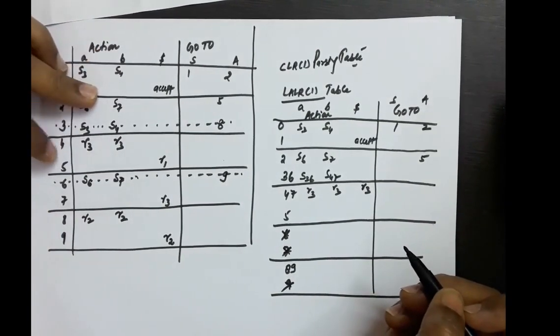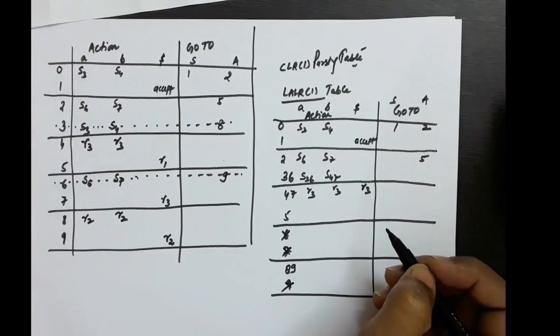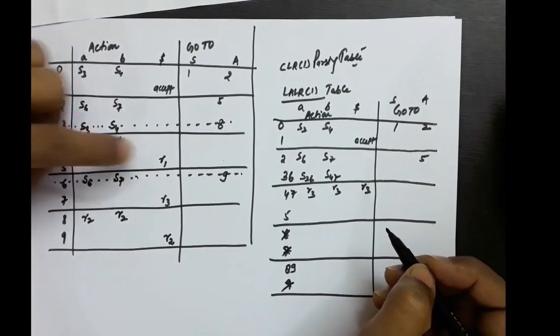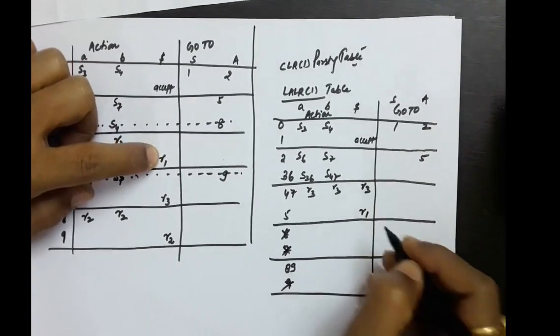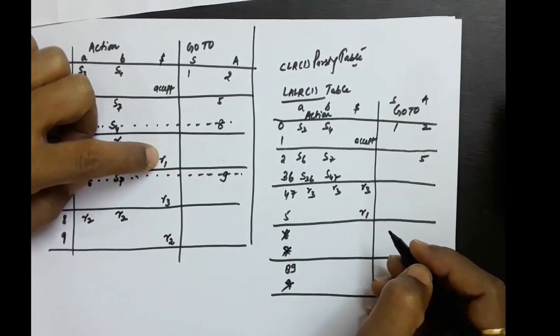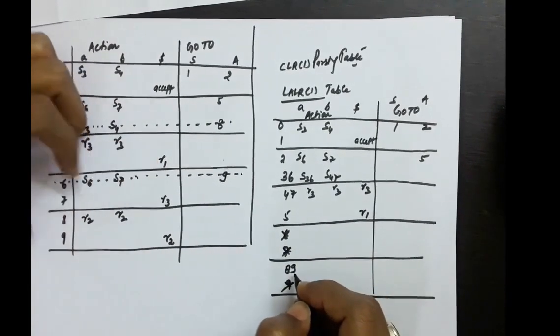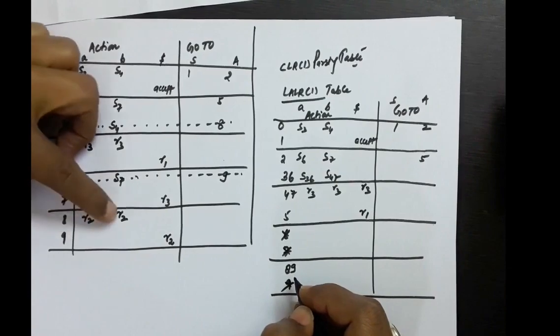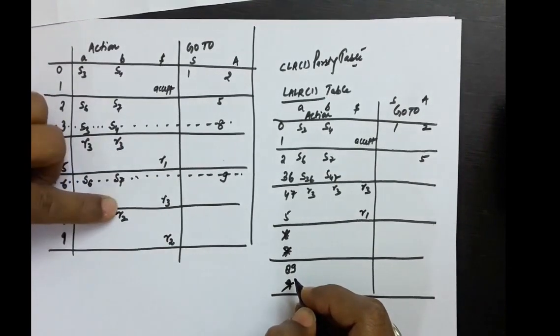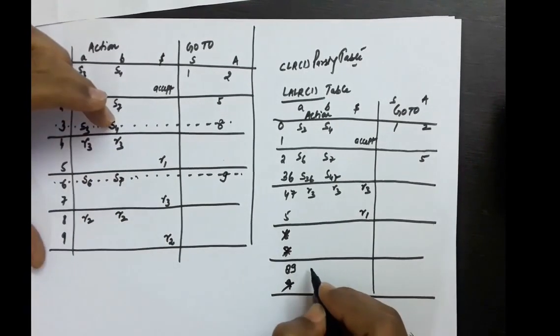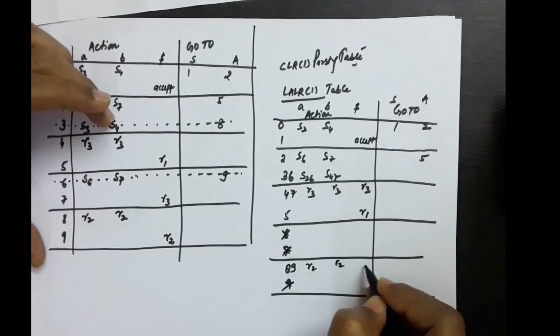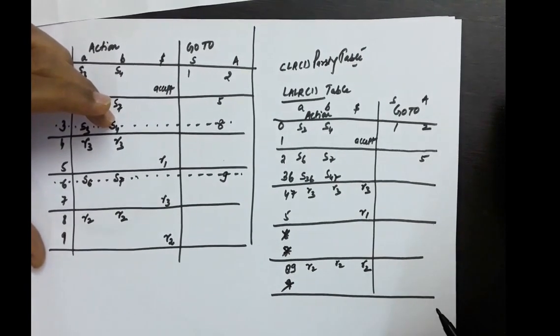Okay. Now, the 5th state has not been combined, so it will remain the same as it was. Here we have R1. These two states have vanished. And now the 8th and 9th states, you see R2, R2 in the 8th state, and in the 9th state we have R2. So R2, R2, R2. No conflict has arisen.